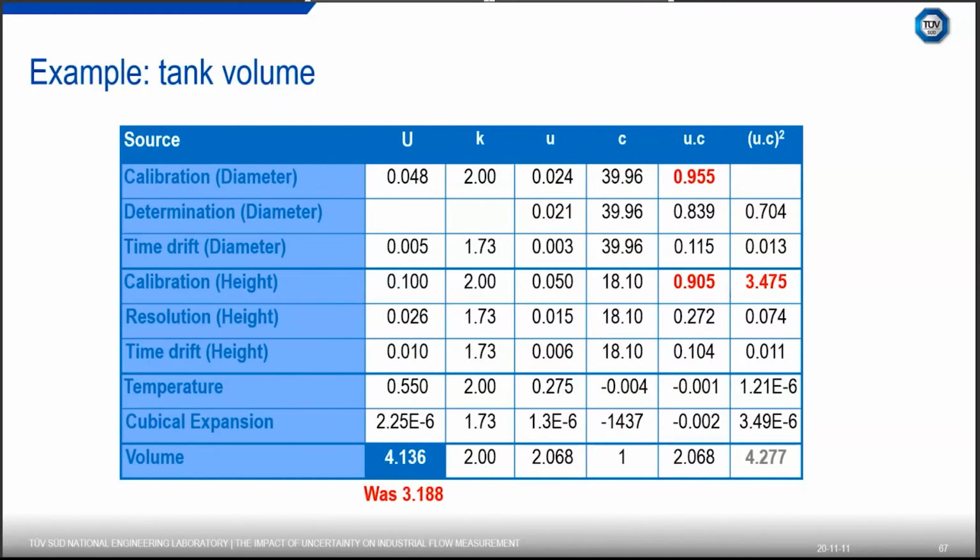What you can see here, if you look at the final value of 4.136, is that this value is larger than the initial 3.188. This makes sense because if your value is going to be over or under a certain way for the height and diameter, the uncertainty is going to be greater in the fact that they're correlated, because they're both going to be out the same way.